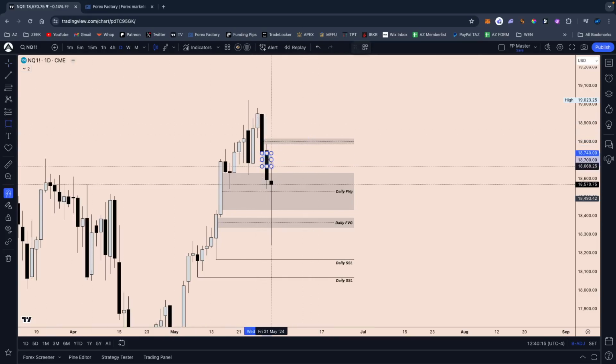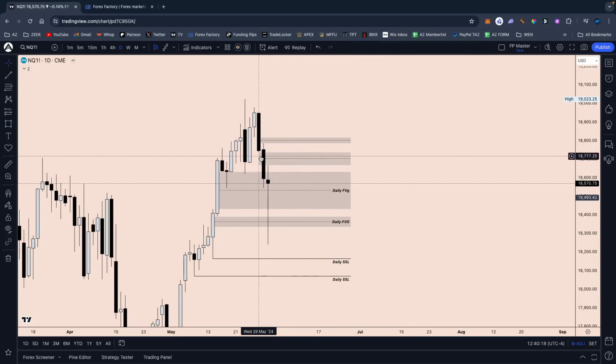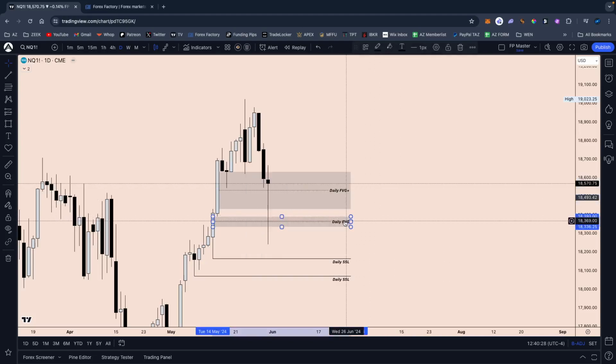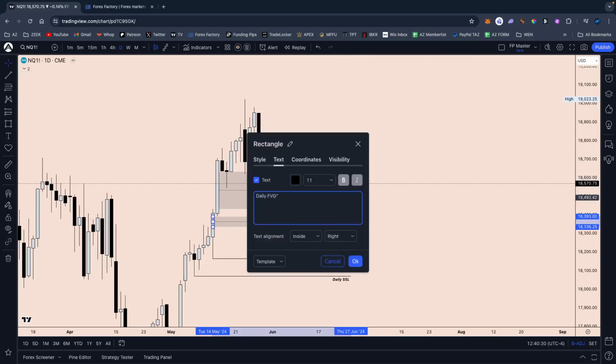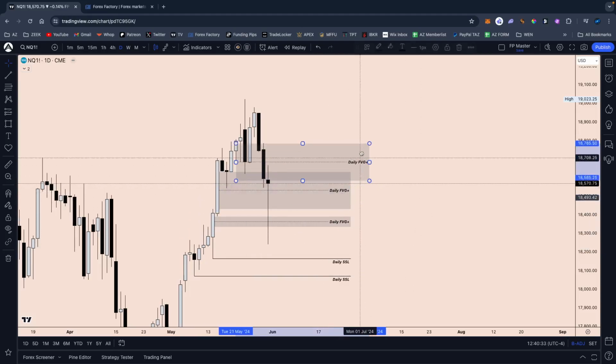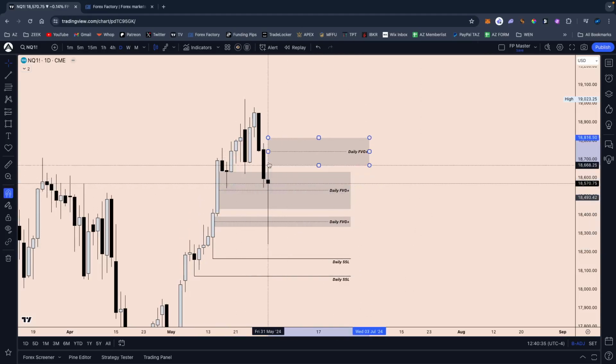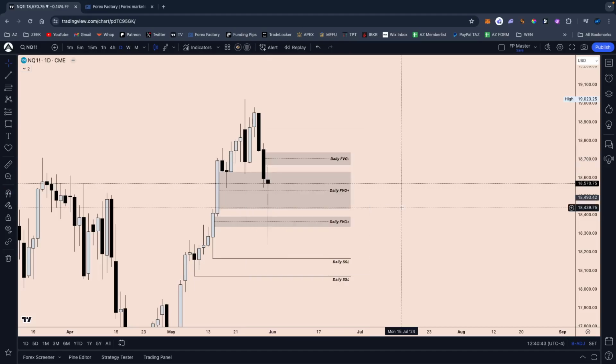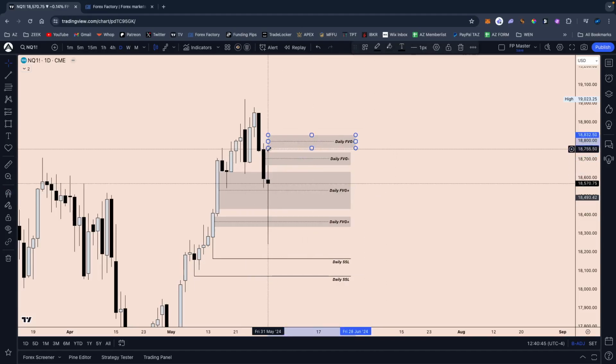But we want to make sure we actually draw them out. Let's make it like this, daily fair value gap plus. Plus for me is a bullish fair value gap and minus is a bearish fair value gap. Daily fair value gap minus. Daily fair value gap minus.